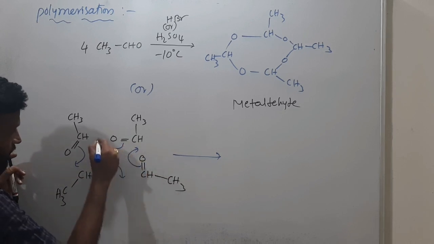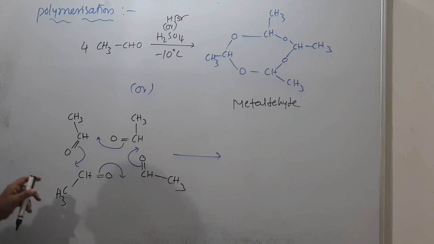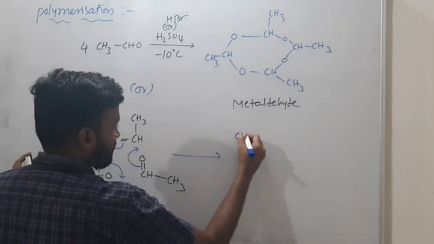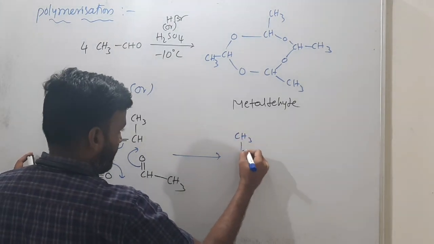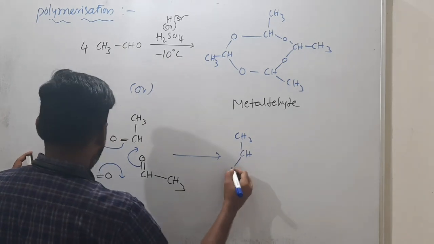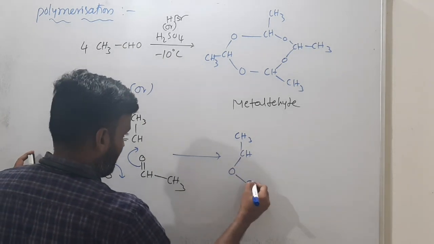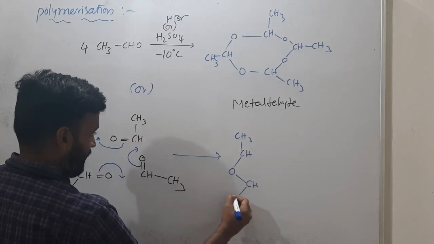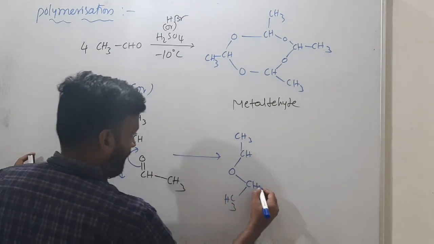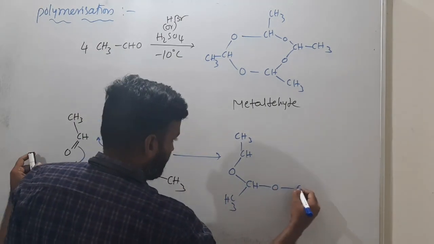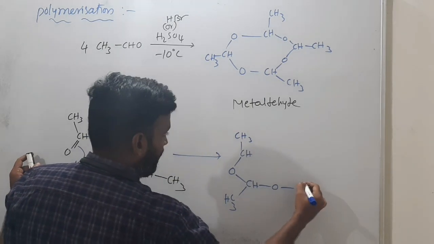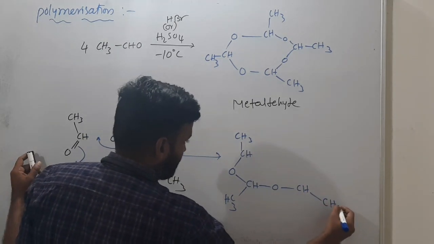This pi bond migrates over here. Same, you write it down like that: CH3 and CH, and here one oxygen, and CH. Correct? And here CH3 and O and CH. Okay, and here you have CH3.